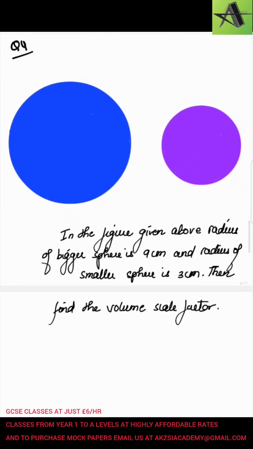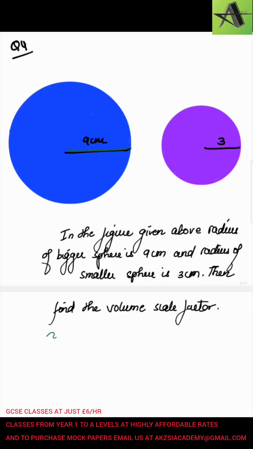Moving on to the next question. Question 4 says, in the figure given above, the radius of the bigger sphere is 9 centimeters, which means this one. This bigger one is 9 centimeters, and the smaller one is 3. We have to calculate the volume scale factor.